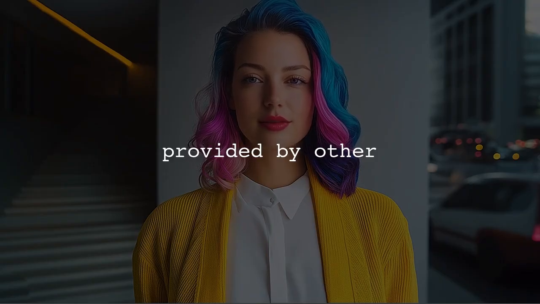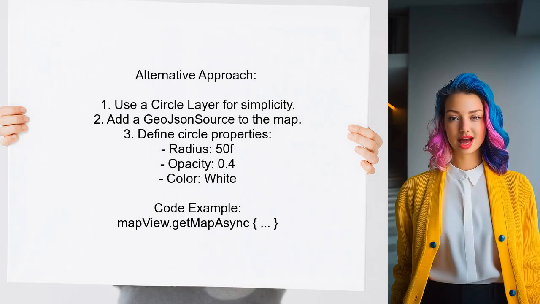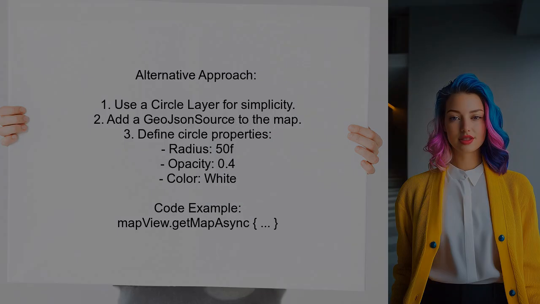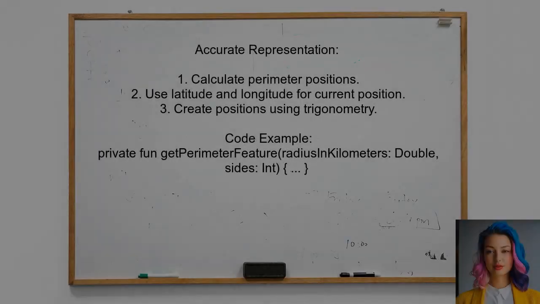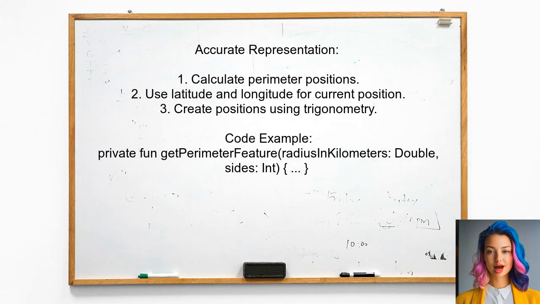Now, let's look at the answers provided by other users. An alternative approach to drawing a circle in the Android MapBox SDK is to use a circle layer. This method is straightforward if you don't need precise size measurements. You can create a circle layer by adding a GeoJSON source and defining the circle's properties like radius, opacity, and color. For a more accurate representation, you can draw a circular perimeter around your point.